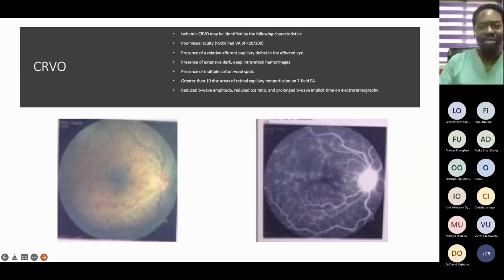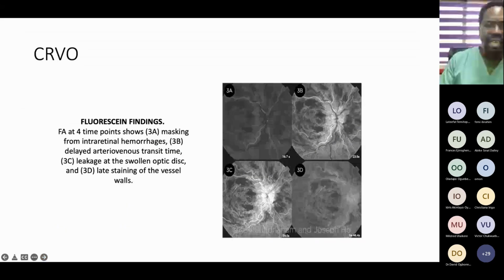And so what we see characteristically, like you can see on your right, is a masking of the underlying fluorescence by intraretinal hemorrhages, and then you see the delayed intravenous transit time. You really have to pay a lot of attention to it. What happens is that for each of the frames, you can see the time at which the frames were taken, and you have to pay a lot of attention to it before you can really say there's a delayed transit time.